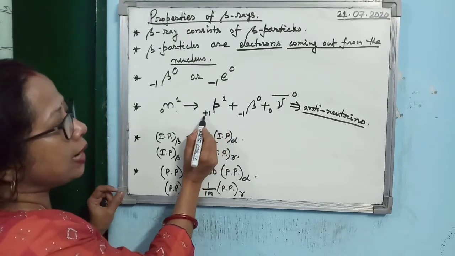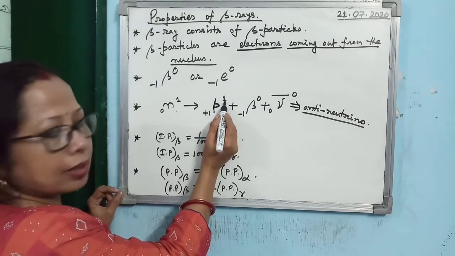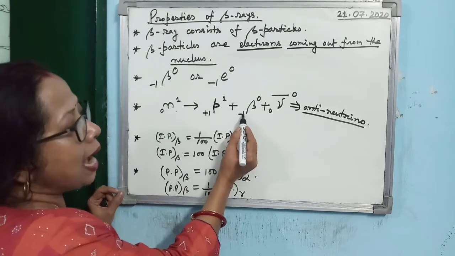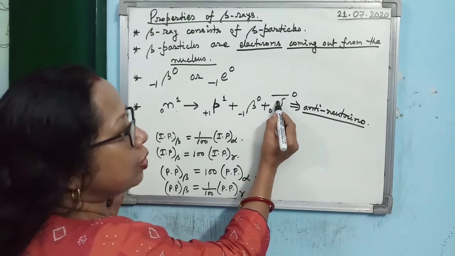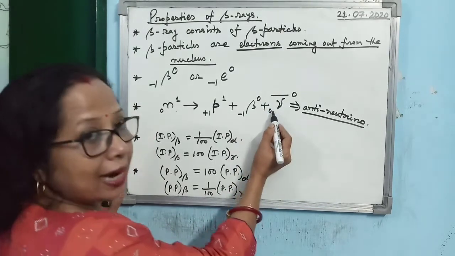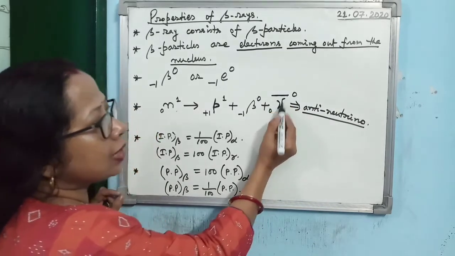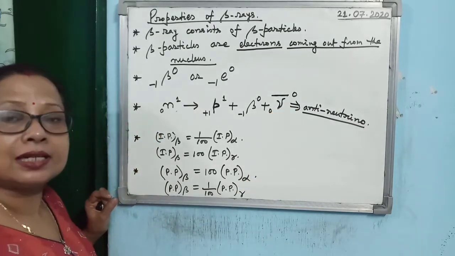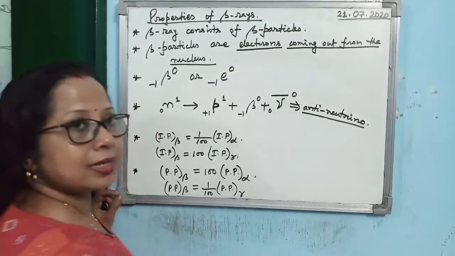So proton, how do we write? +1, positive charge, and it has the mass number 1. And beta particle is -1 beta 0. And anti-neutrino, this is nu, the Greek letter nu, and there should be a bar. If you do not give the bar, then it will represent neutrino. It is an anti-particle, that's why the bar sign is there.